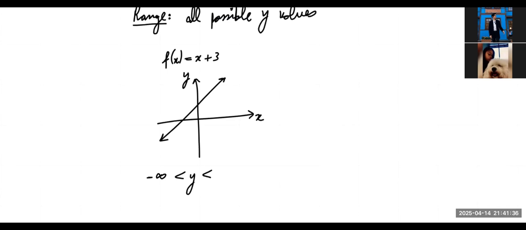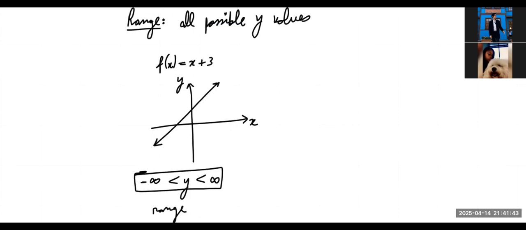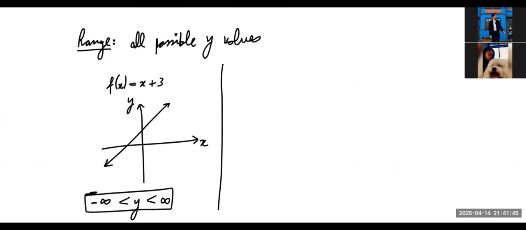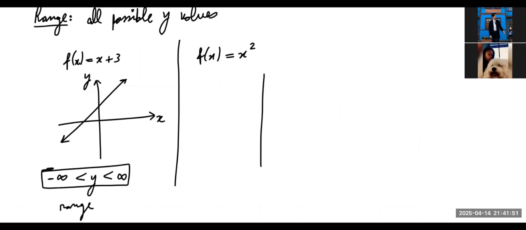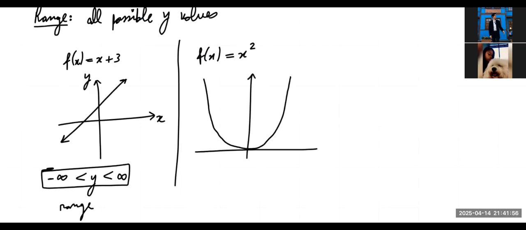Infinity. Never stops. That is the range of this function. But all functions don't do this. All functions don't just keep going forever. For example, look at this humble guy. We've seen him so often, but look at him now. It's just a regular parabola, but you notice something.